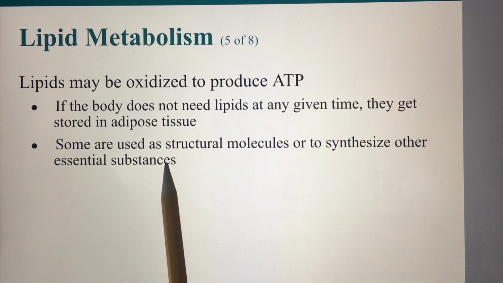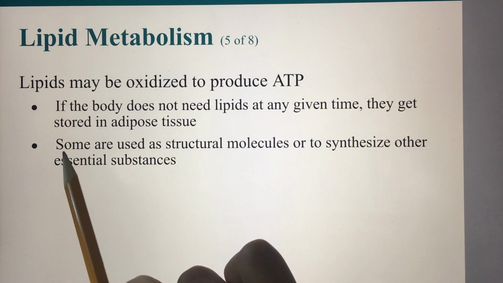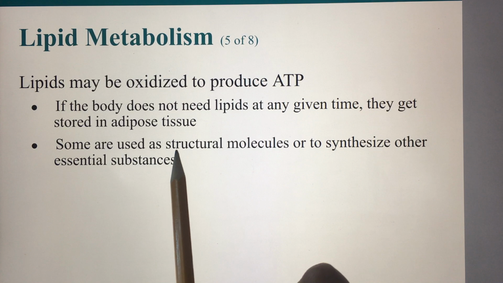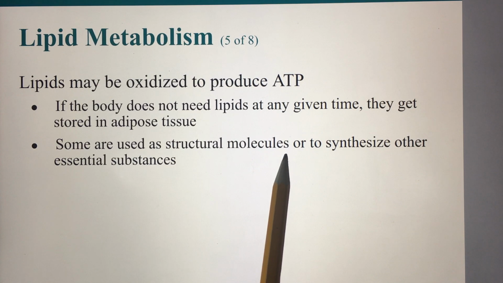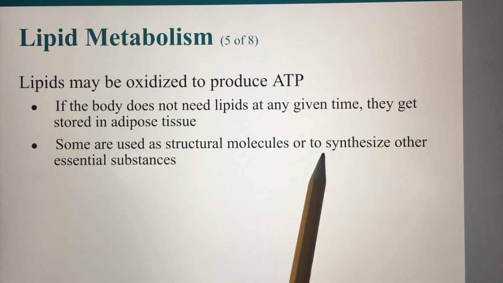So glucose is not really used for that, but lipids are used for building certain things in our body that are either structural elements, for example, the plasma membranes of our cells.